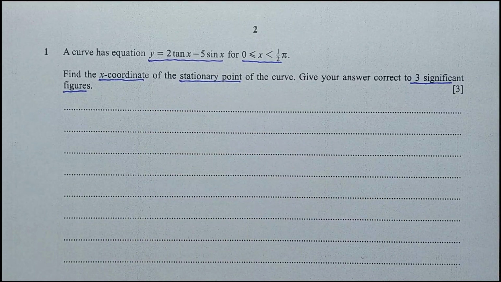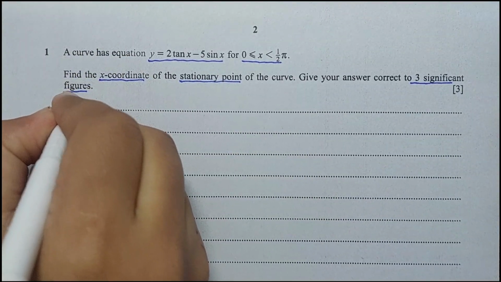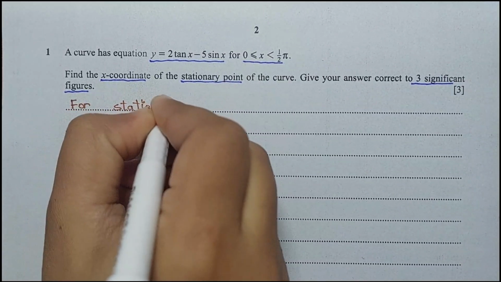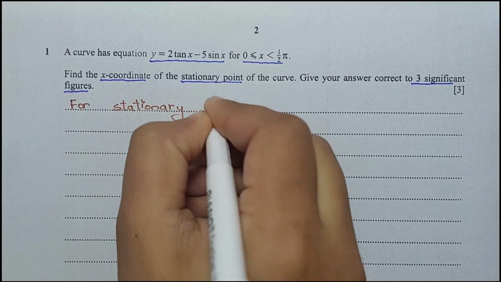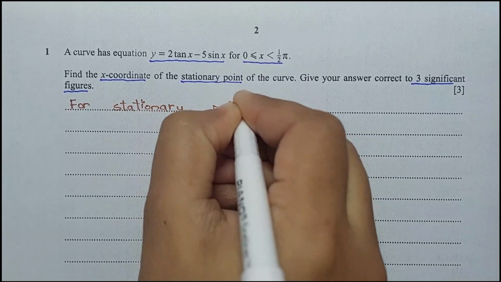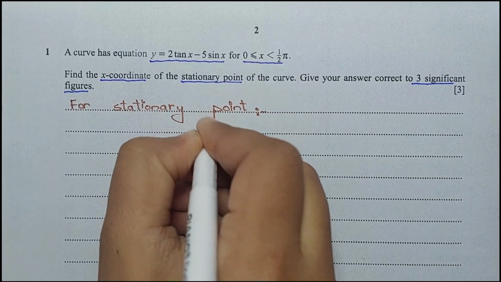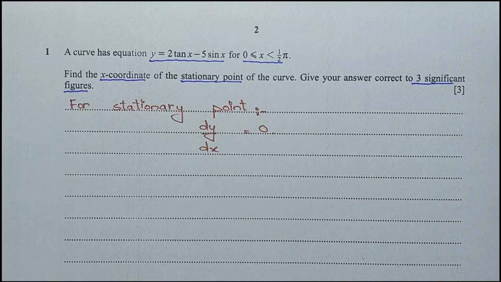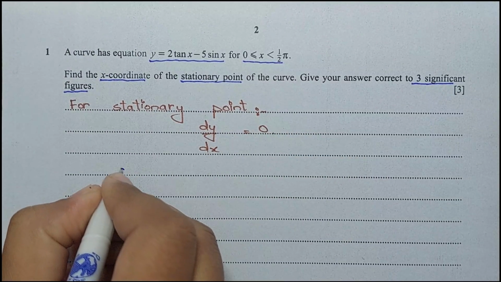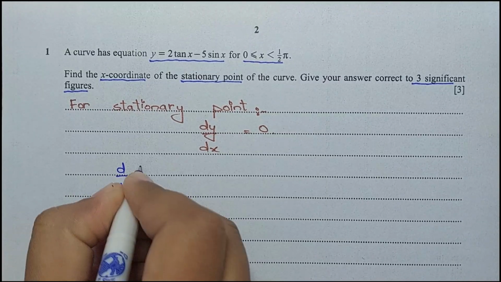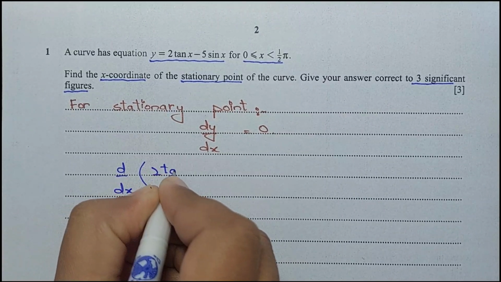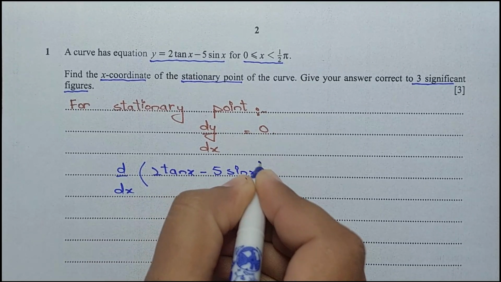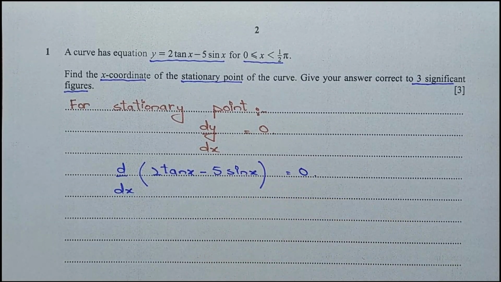As we know, for a stationary point we need to put the first derivative equal to 0, right? dy over dx is equal to 0. So first we need to figure out d by dx of the function y, which is 2 tan x minus 5 sin x, and then we put it equal to 0.